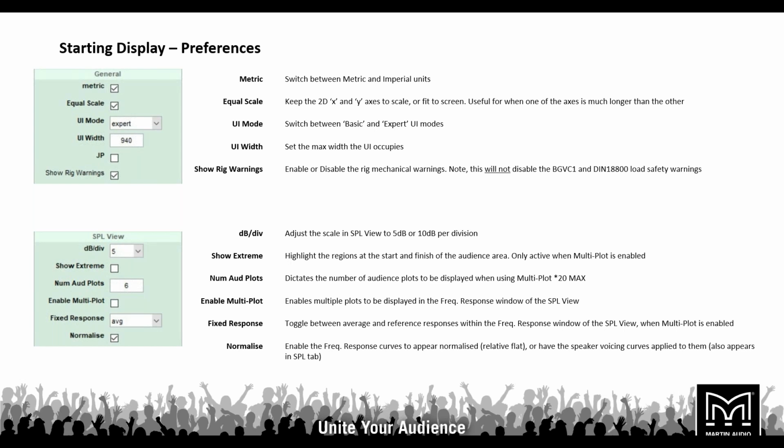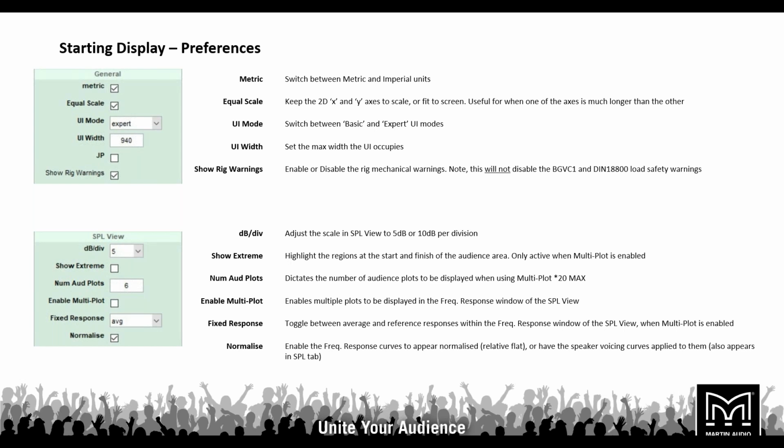What this enables or disables is the mechanical warnings, which are the red fail on top of the array. If you're trying to achieve an angle that you can't achieve with, say, you're using an install bar instead of a touring bar, that sort of stuff.